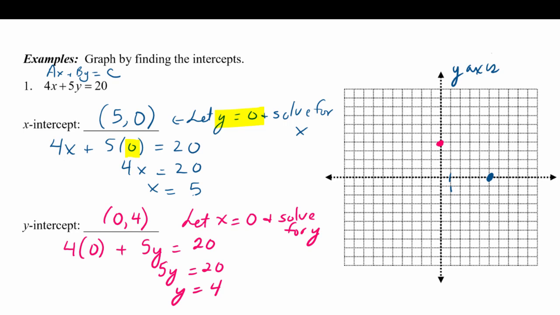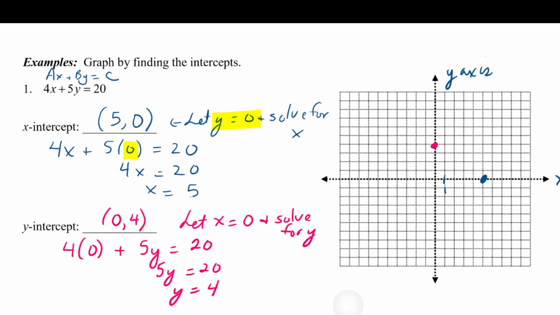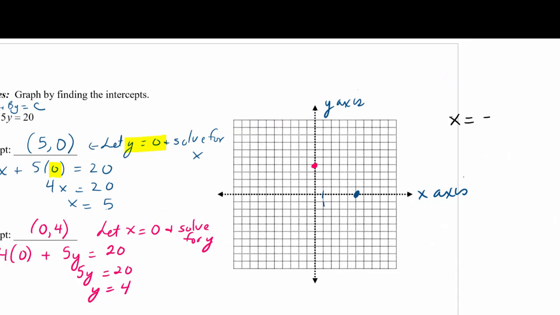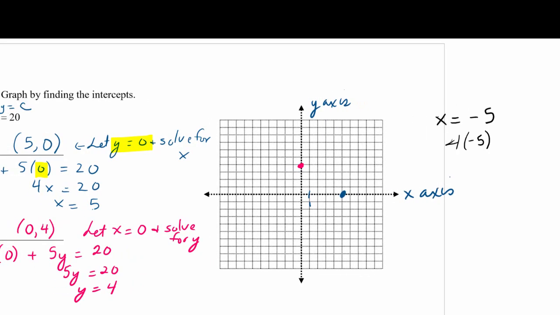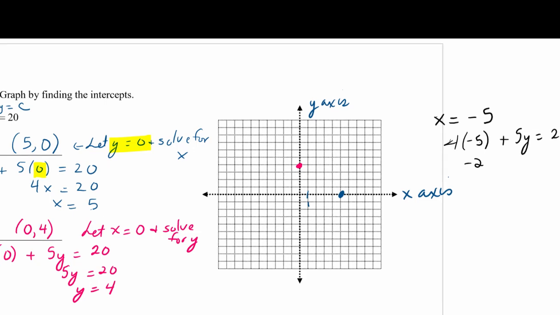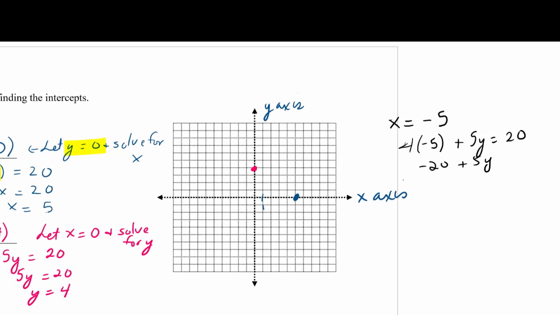So I'm going to put that, I need a little bit of room. Let me put it over here. X equals -5. Okay, so 4 times -5 plus 5y equals 20. So I get -20 plus 5y equals 20. Then I'm going to add 20 to both sides, and I get 5y equals 40. Dividing by 5, I get y equals 8. So we just found the third ordered pair to be -5, 8.